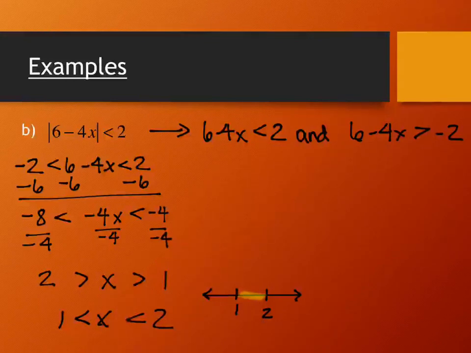Do I use parentheses or brackets? Parentheses, because I don't have those equal signs, right? And so my interval notation is from 1 to 2. This is one of those unfortunate math things, because that looks like the ordered pair 1, 2 as well. I'm really sorry about that. I didn't make it up. But it's an interval. Any questions on that?